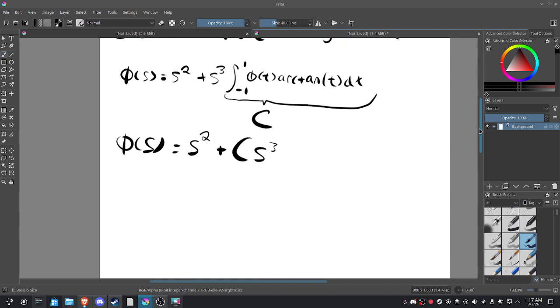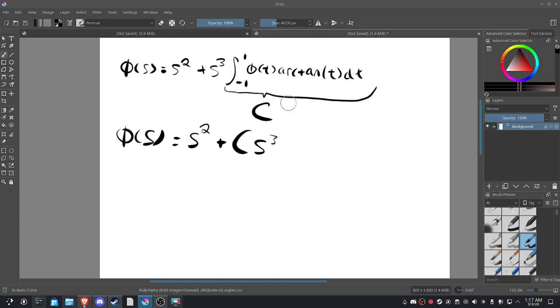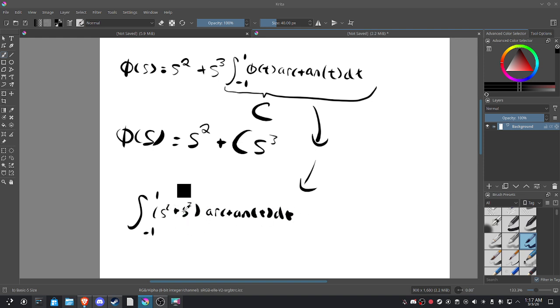Now we have phi of s, and we can substitute it back into our integral. Okay, so I'll just do that here. Make that 1, -1. I have no script for this, by the way, so I'm probably explaining this terribly, but you don't understand it anyways. Arctangent t dt. Okay, so as you can see, that needs to have a c there too.